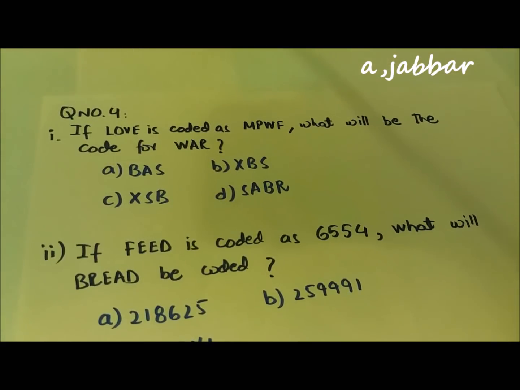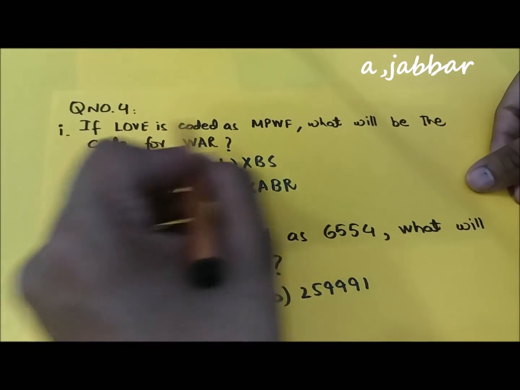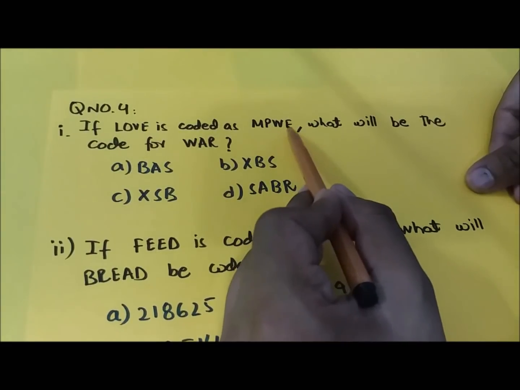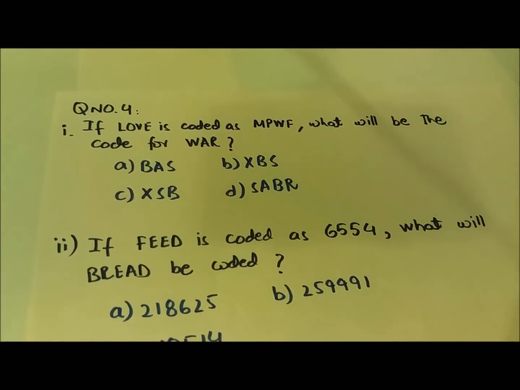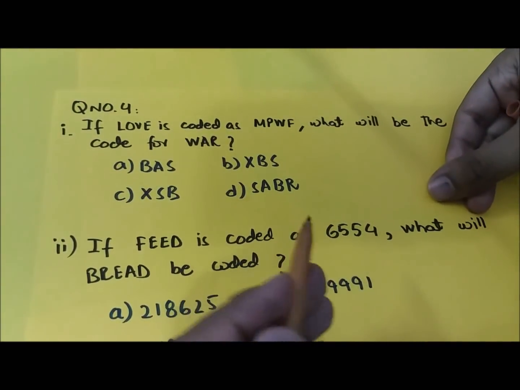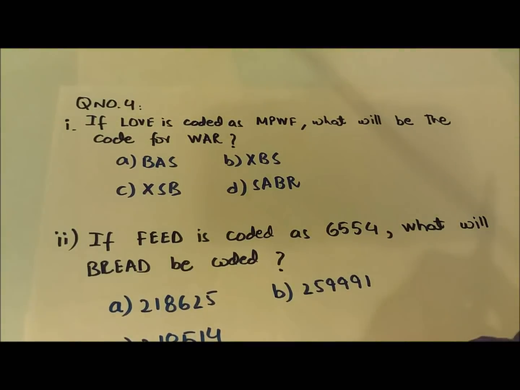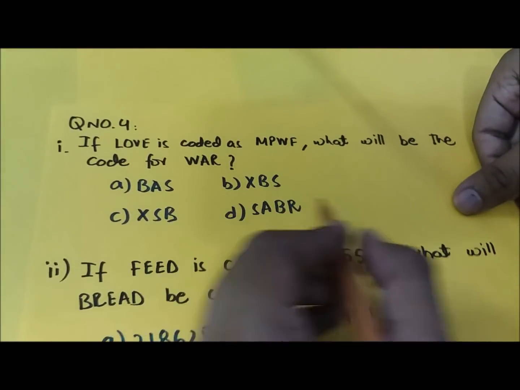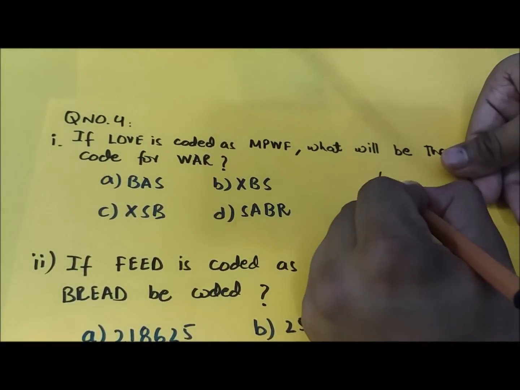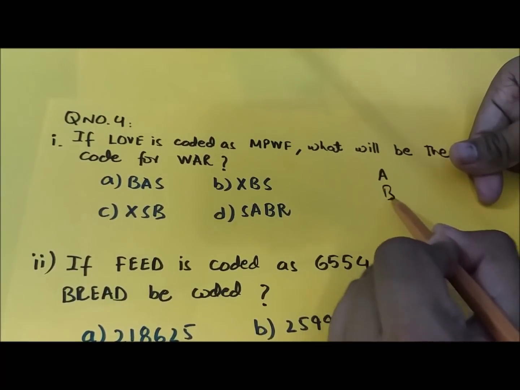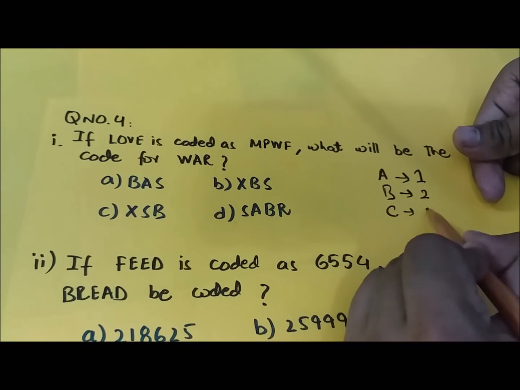If the word love is coded as MPWF, what will be the code for war? So what is the difference or commonality between this word and this? If I write alphabets as numbers, A, B, C goes like 1, 2, 3.